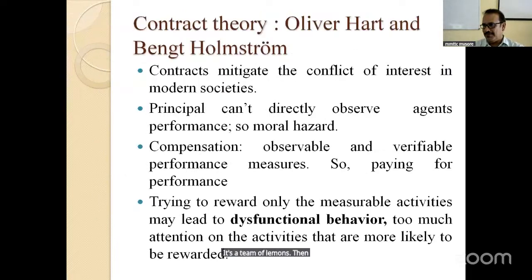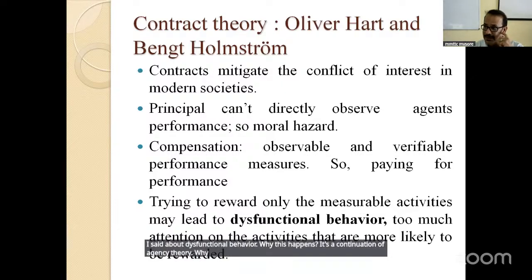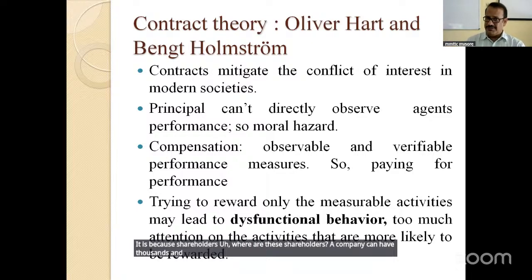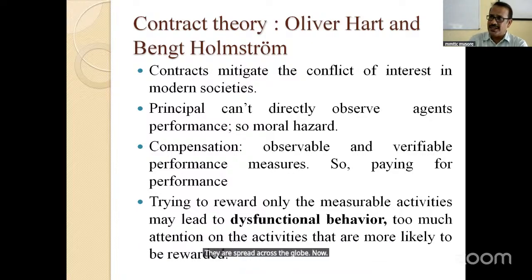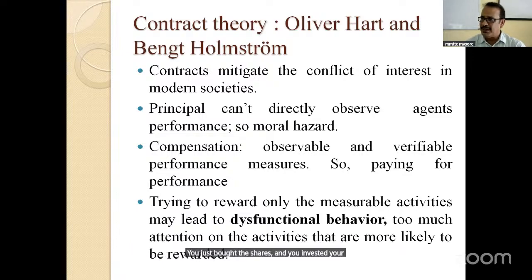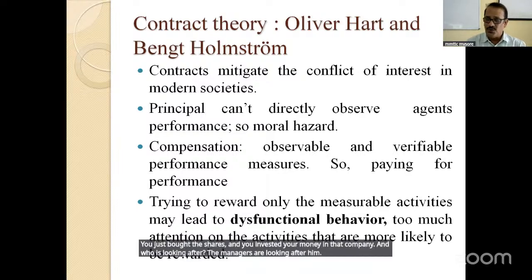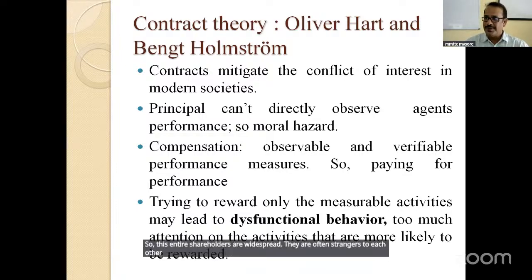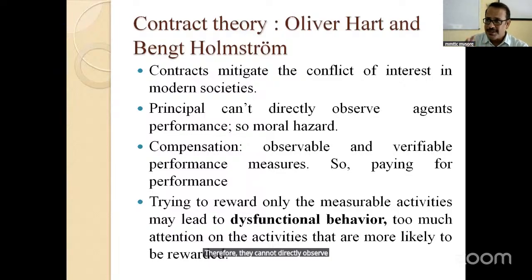Then contract theory. I spoke about dysfunctional behavior. Why does this happen? It's a continuation of agency theory. Why does this happen, tell me? It is because of the shareholders. Where are these shareholders? A company can have thousands and tens of thousands of shareholders, 50,000 shareholders. But where are they? They are spread across the globe. Now, someone sitting here in the classroom may be holding shares of some company. Where are you now? You are sitting in this class. You just bought the shares and invested your money in that company. And who is looking after it? The managers are looking after it. So the shareholders are widespread. They are often strangers to each other. Therefore, they cannot directly observe the behavior of the managers.